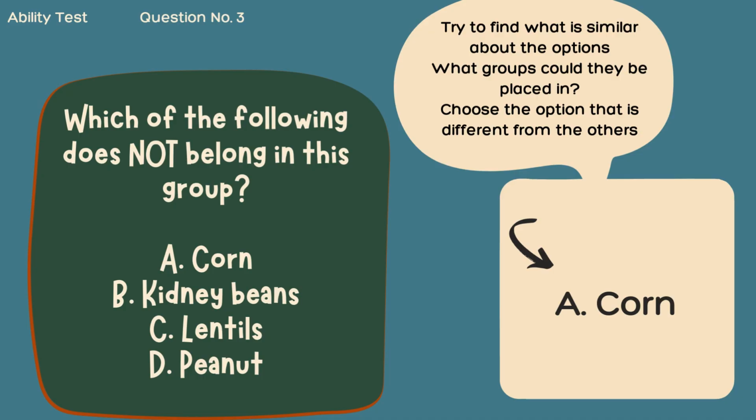So what group could we place all of these in? Notice first it asks, which does not belong. So you have corn, kidney beans, lentil, and peanut. If you notice, kidney bean, lentil, and peanut are legumes. Corn is not a legume. So right away, we can see the grouping, and this will allow us to see which one does not belong to the group. So the answer is A, corn.